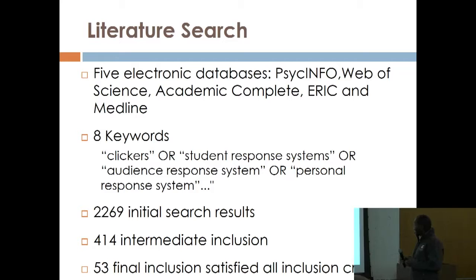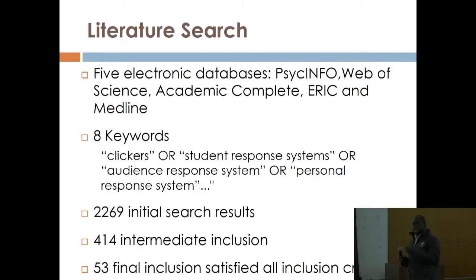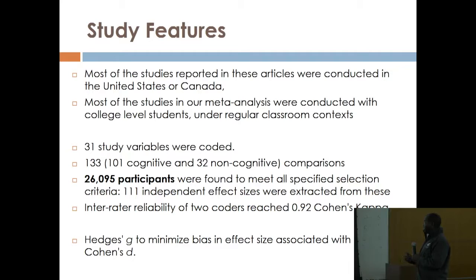And then what we did was to retrieve and read the full text of all these studies to determine really, do these studies meet all these inclusion criteria? And at that point, only 53 papers met our criteria. So we had already excluded about 400 there. Most of the studies that met the full inclusion criteria were articles that recruited participants in the US or in Canada. Most of the studies also were conducted with college-level students under regular classroom conditions.